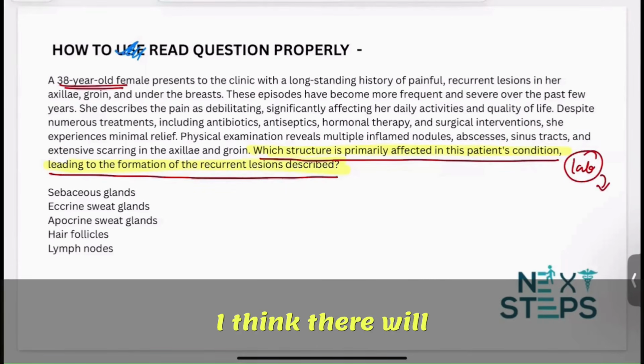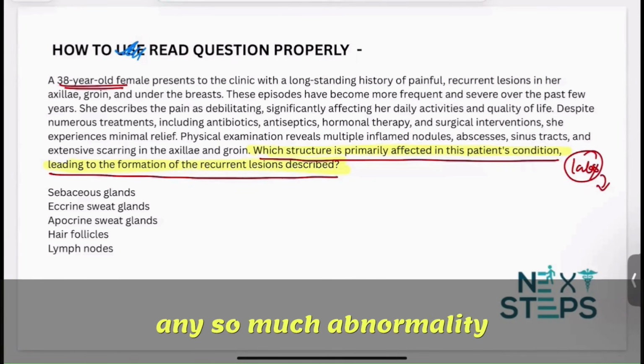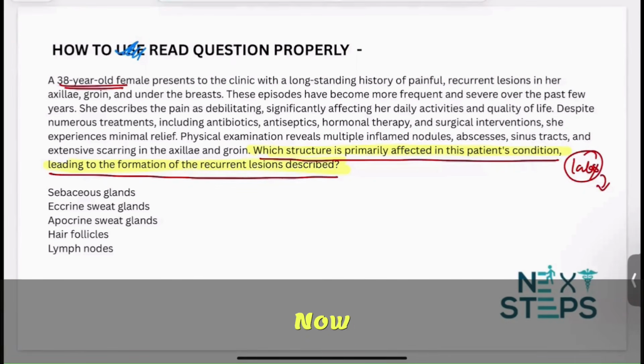I think there will be a labs tab in the final exam. They'll give you all the normal values, but I recommend you remember some of the labs. In the 1000 cases book, we have given you nearly 15-20 labs that you must remember, which will save your time on the final exam date. Check out the labs and see whether there is any sudden or major abnormality. Now see the chief complaint and the time period.